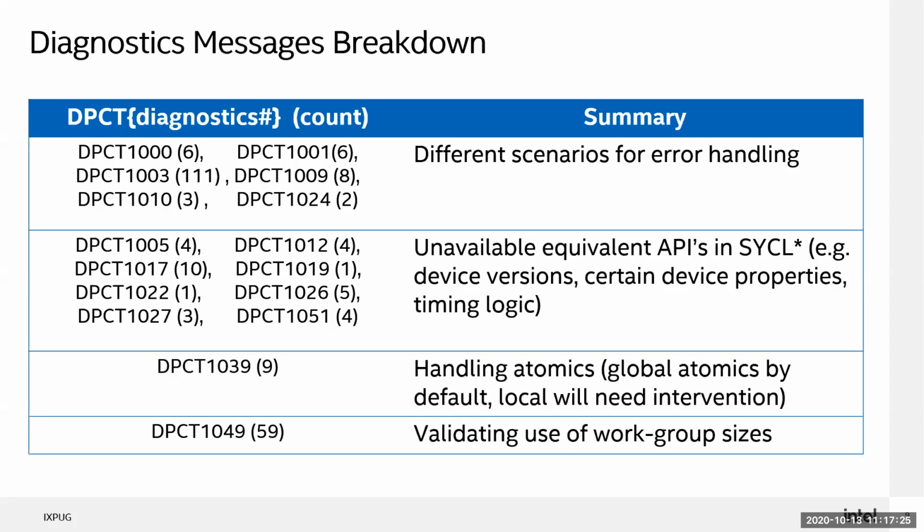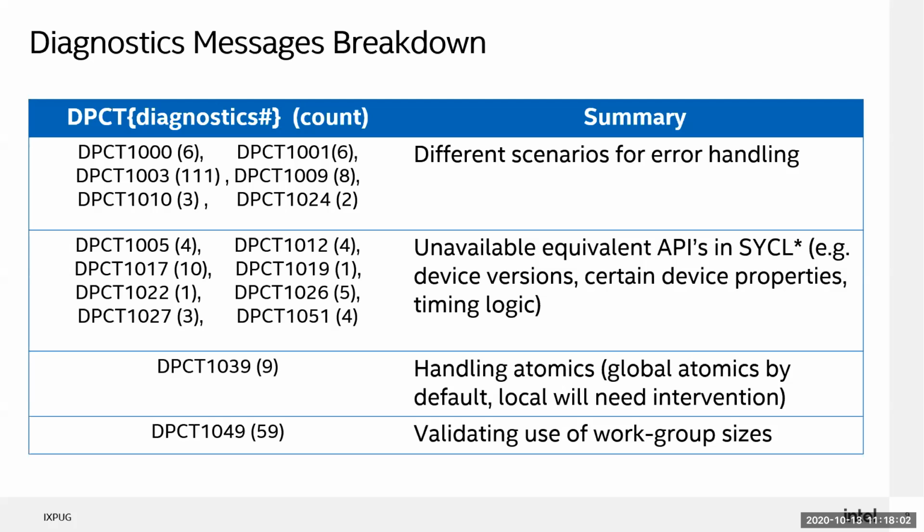So certain things like compute capability, device versions, certain device properties, right? There are no equivalent APIs in SYCL, and so the migration tool does not generate any code for that when you are trying to print information. But in SYCL itself, there are other ways to know information about the devices. So this portion of the code is usually something developers will have to migrate and edit manually.